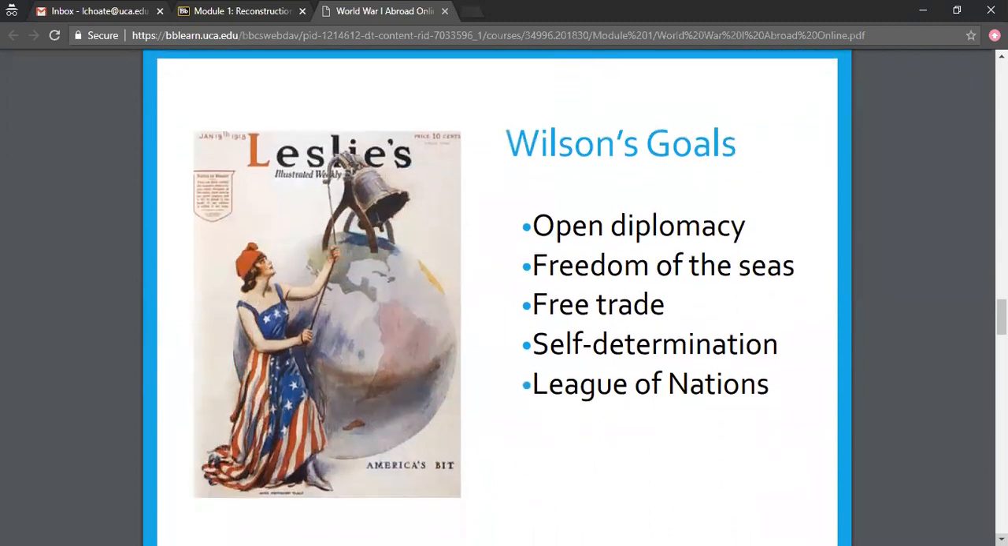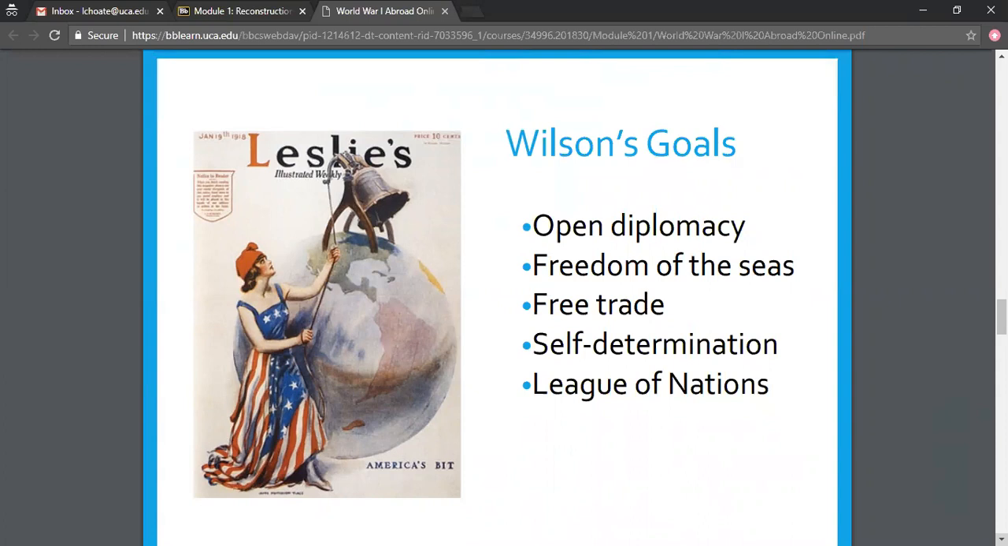Now, the reason that Wilson wants to get involved in the war is that he has these ideals that he wants to see promoted in Europe after World War I is over. He thinks that there's a lot of problems in Europe that led to the development of this war that's being fought for no particular reason. And he wants to try to fix those things.